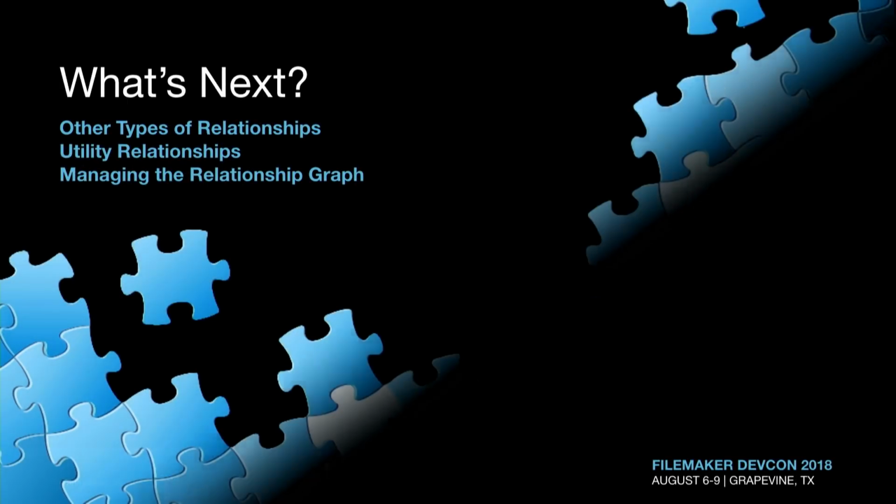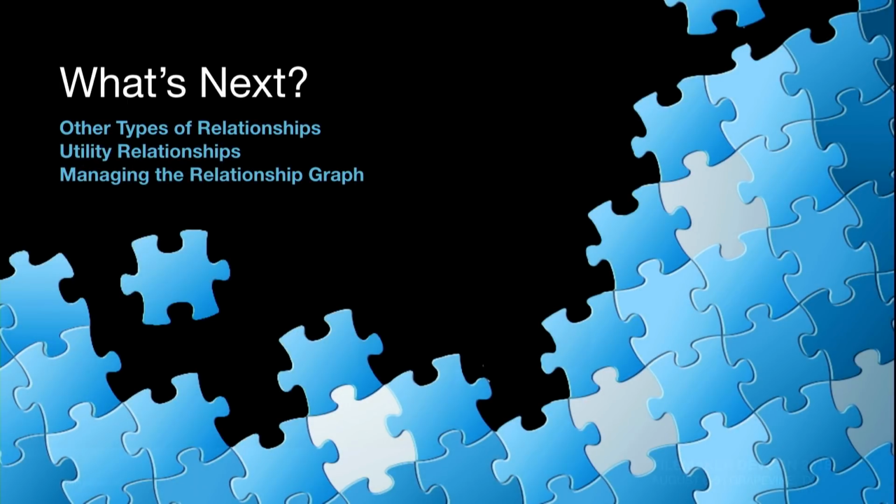So what you need to think about next is all the other types of relationships. So you can think about many-to-many relationships and how you resolve those. You can think about if you're ever going to use one-to-one relationships, and just between you and me, you should be. Also thinking about what we call utility relationships.